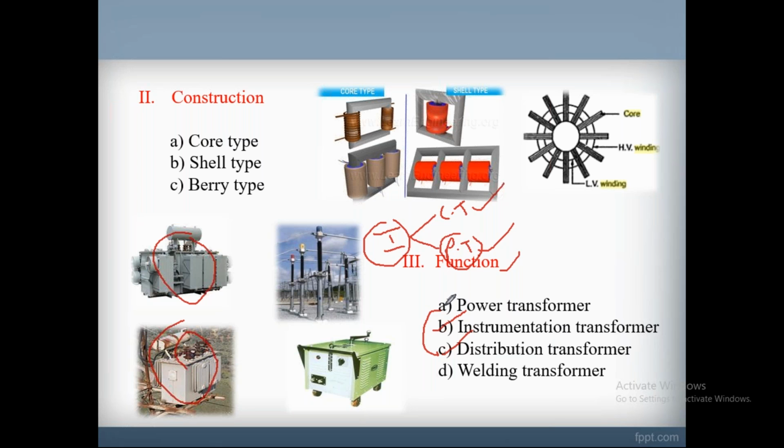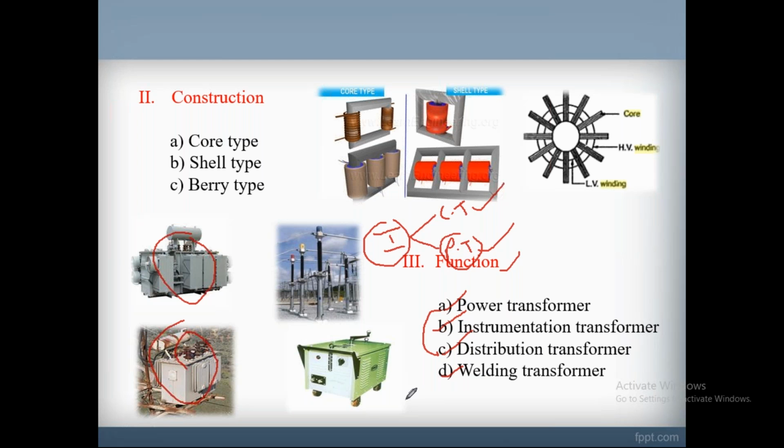Out of these two, that is A and C, which transformer is a step up and which transformer is a step down? C sir. Right. So power transformer is a step up transformer, distribution transformer is a step down transformer.